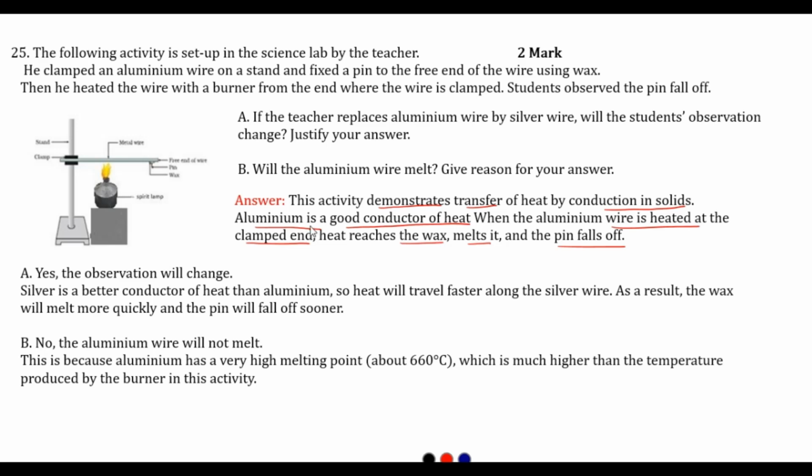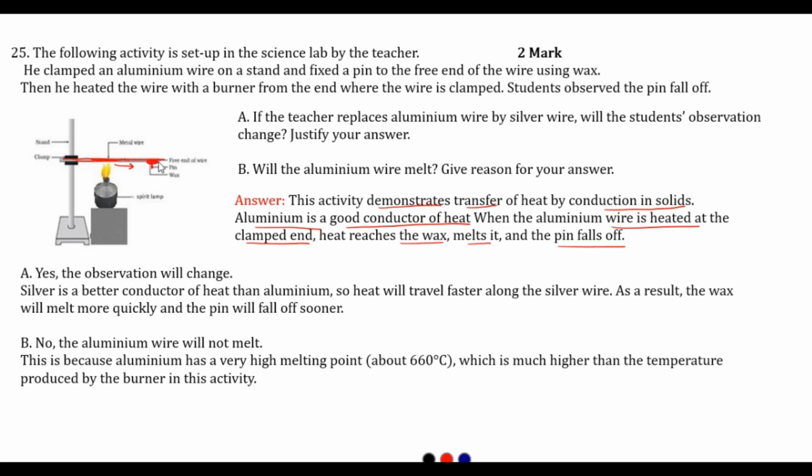And because of this is the aluminium wire here. Our pin is here, which is connected with this aluminium wire with the help of this wax. When you heat this aluminium wire at the clamped end on this side, the heat will be transferred through this aluminium wire. The heat will be transferred like this. When this heat comes and reaches the wax, it will melt.